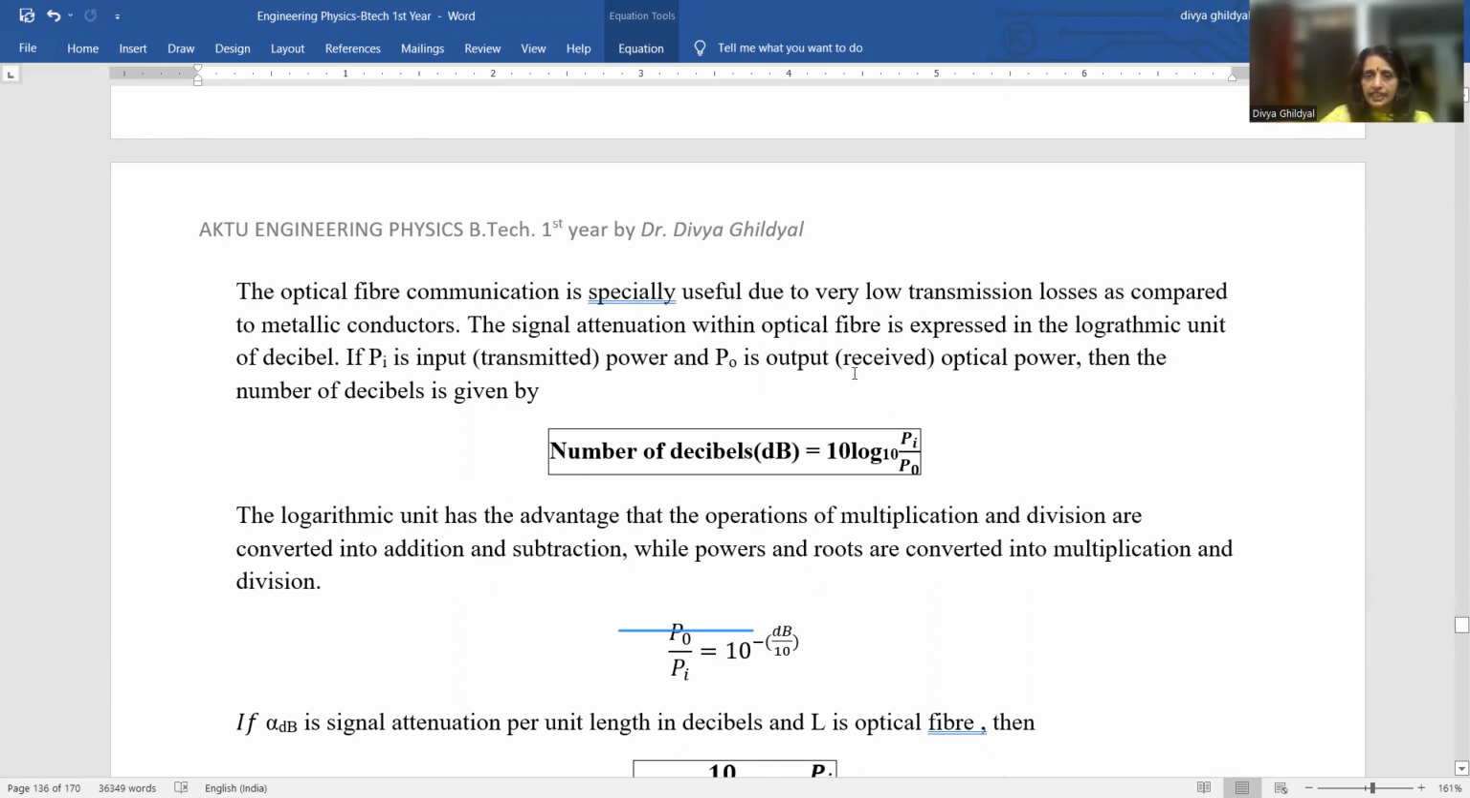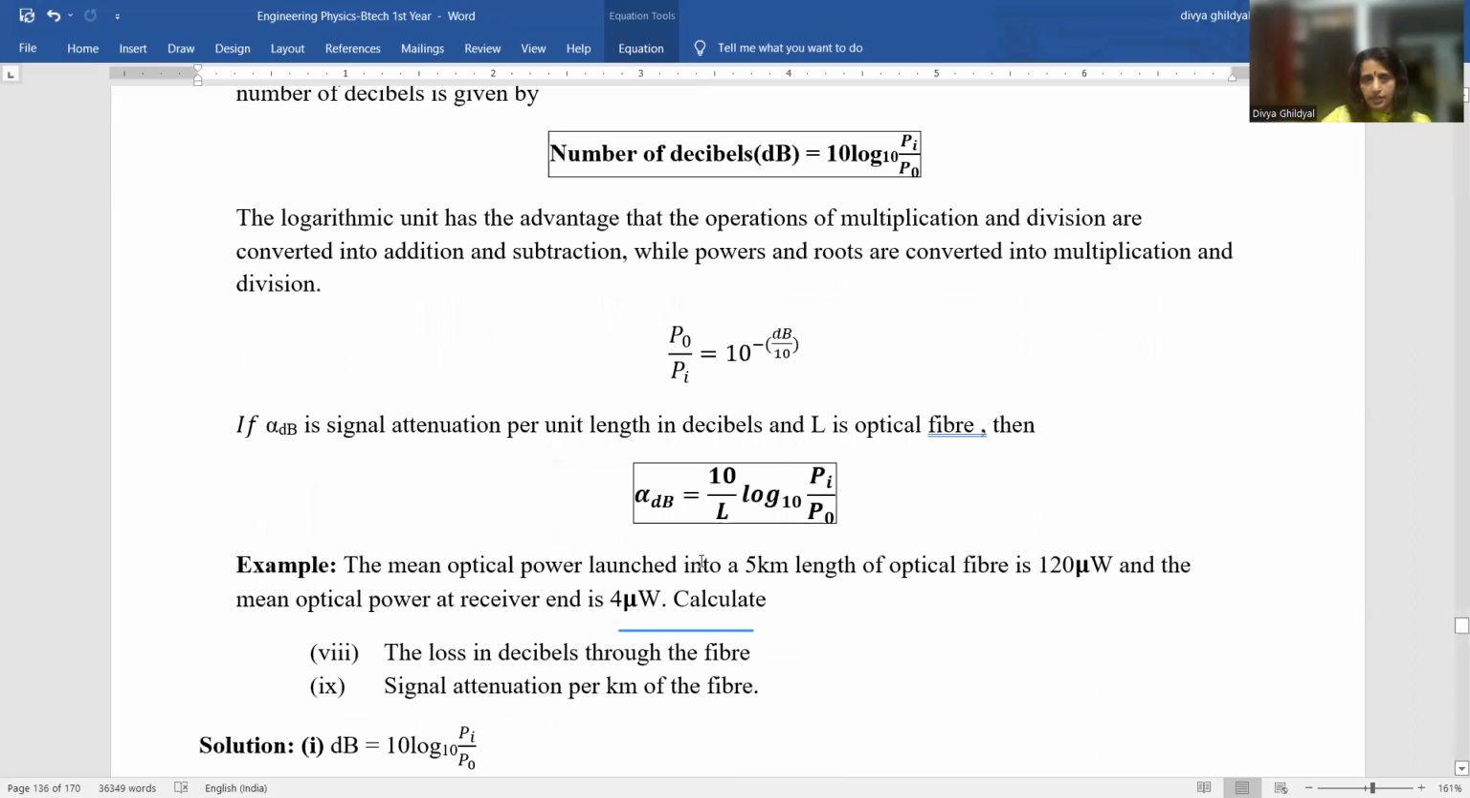The signal attenuation within an optical fiber is expressed in logarithmic unit of decibels. So if I put a power of input Pi and output I get P naught, number of decibels is equal to 10 log base 10 Pi by P naught. Logarithmic unit has the advantage that operations of multiplication and division will be converted into addition or subtraction.